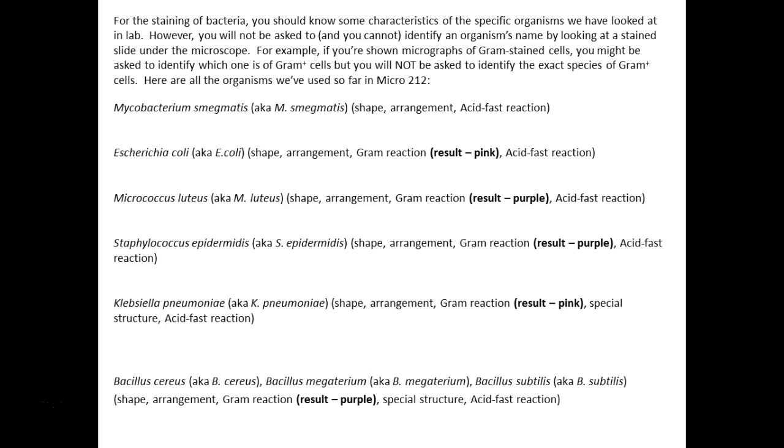Okay, so Micrococcus luteus. So how does this relate to the test? I could say, this is Micrococcus luteus. Tell me what its shape and arrangement is. Right? So you need to know this. So for Micrococcus luteus, you should know it is the sphere, so it's cocci, right? And its arrangement is very unique, right? Tetrads. And this one we gram stained. It came out purple, so it's gram positive. And if we were to acid-fast stain it, it would be negative, non-acid-fast.